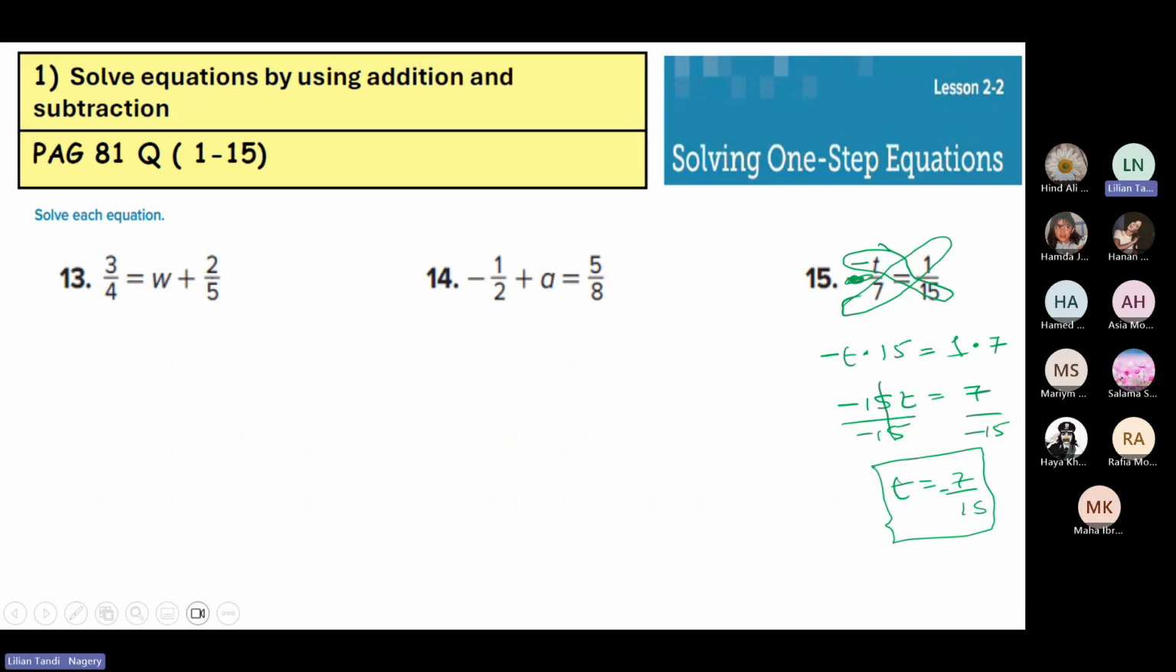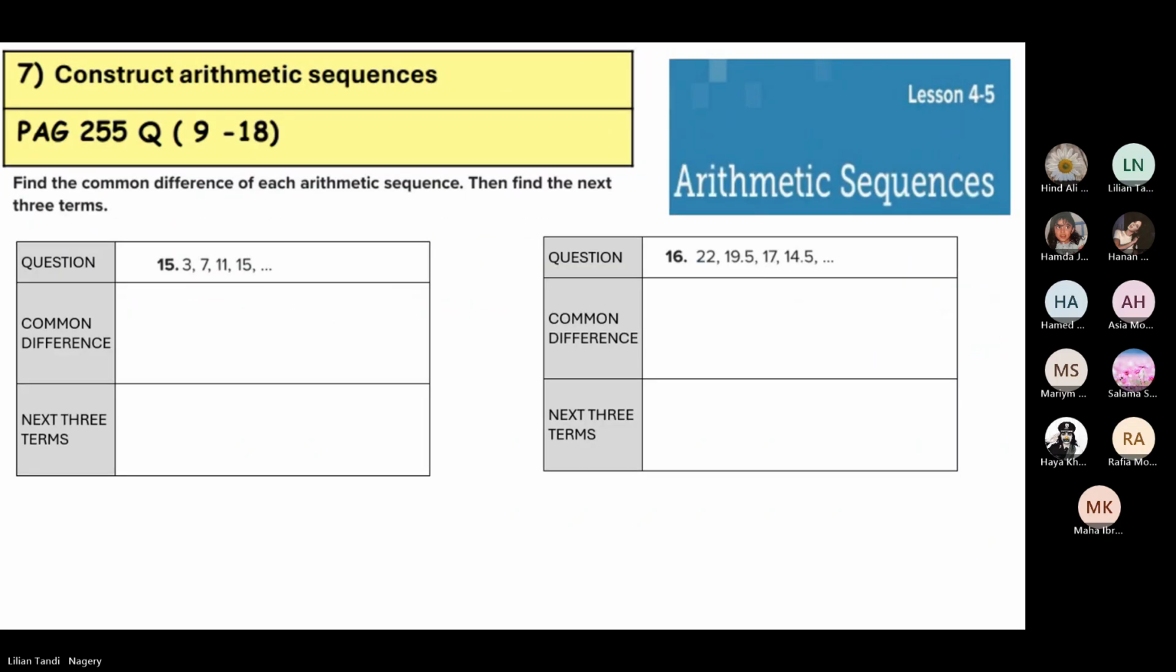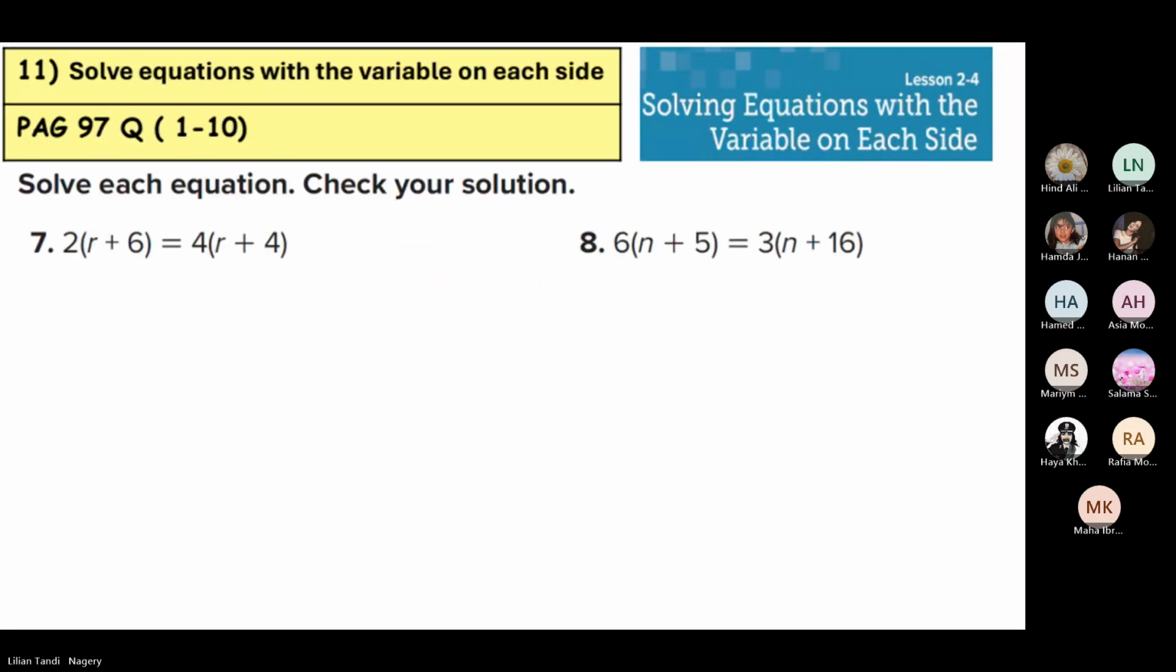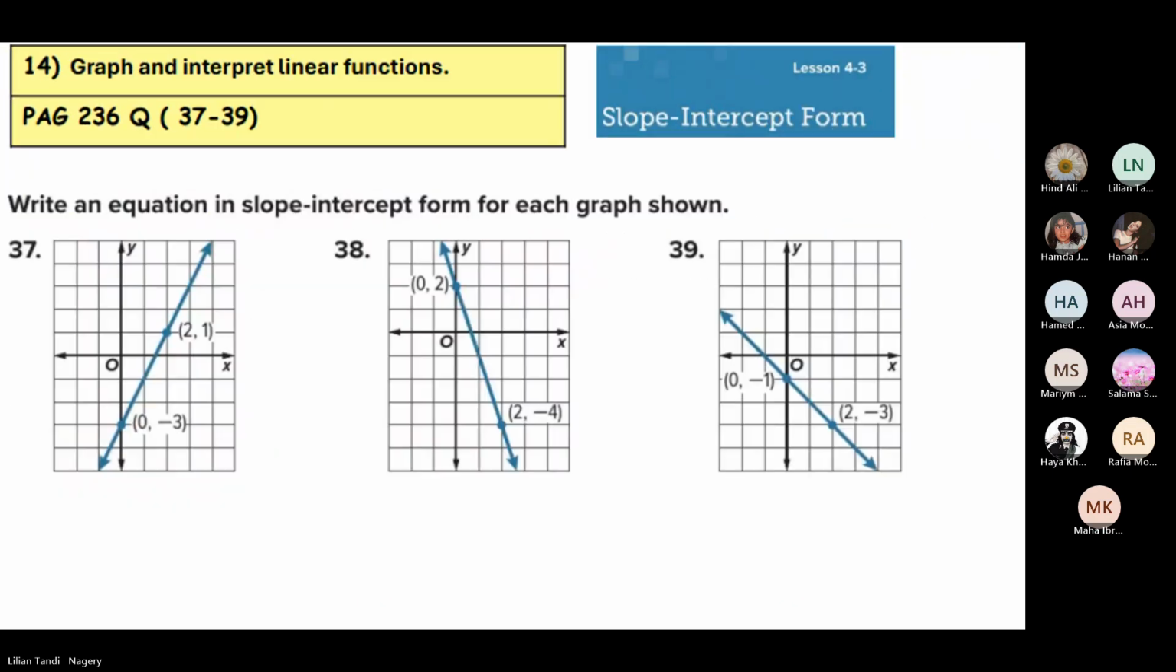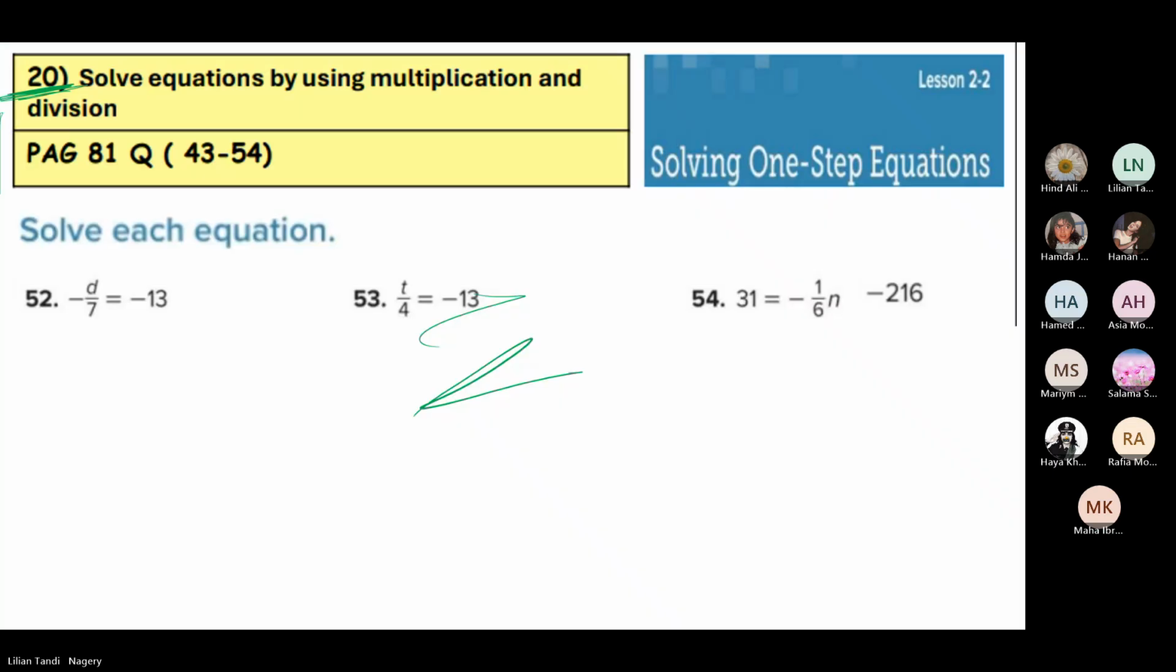All right. Any other su'al? Miss, can you go back to the last question that we solved because I want to capture it? Okay. Wait, I want to remove this.